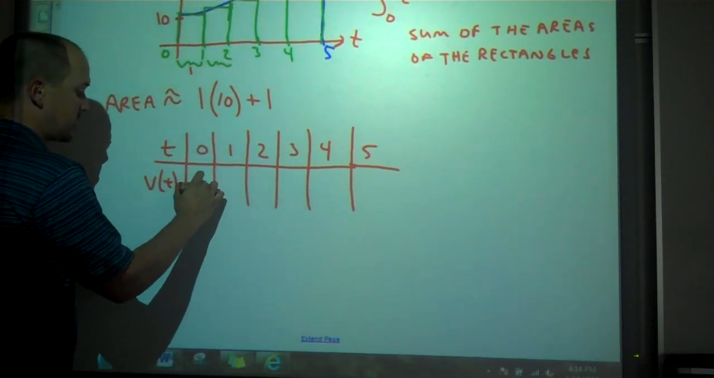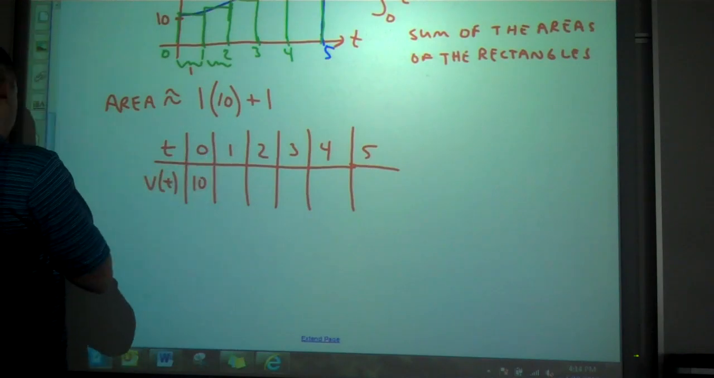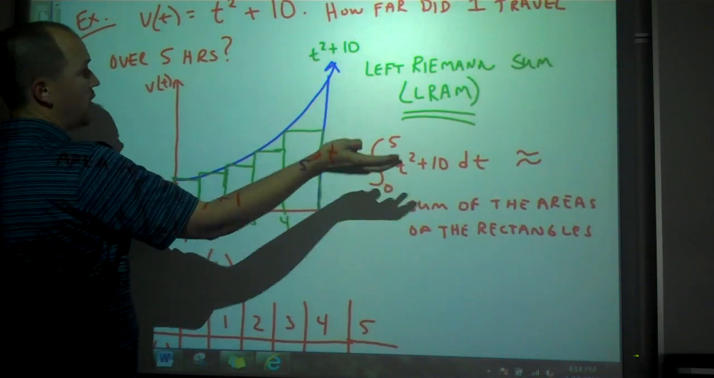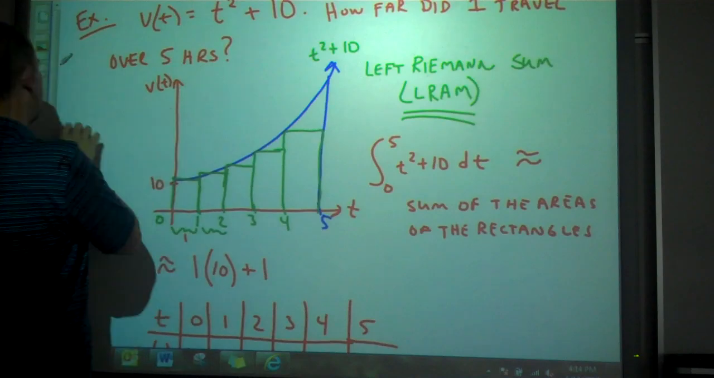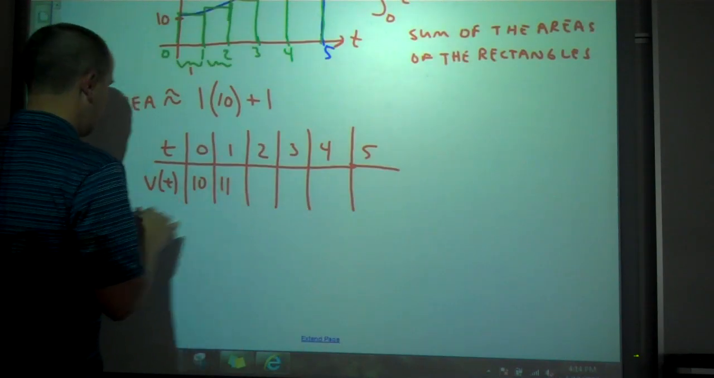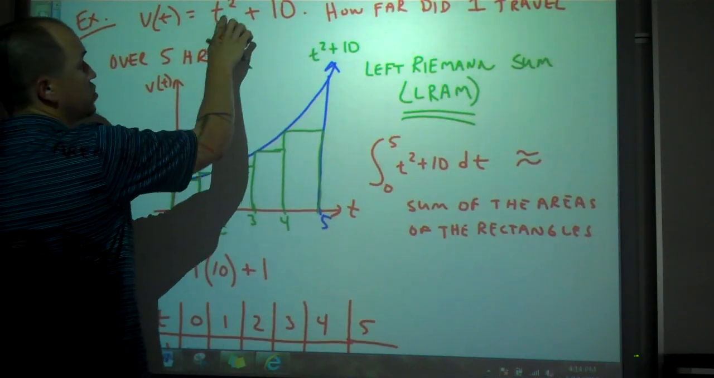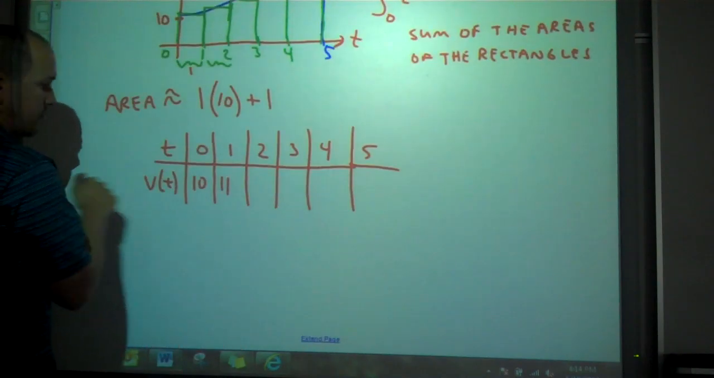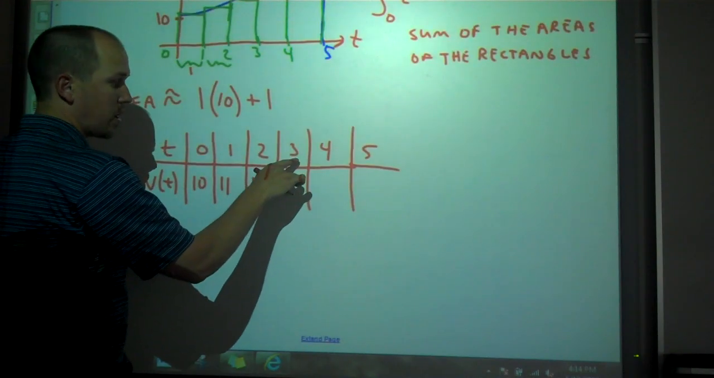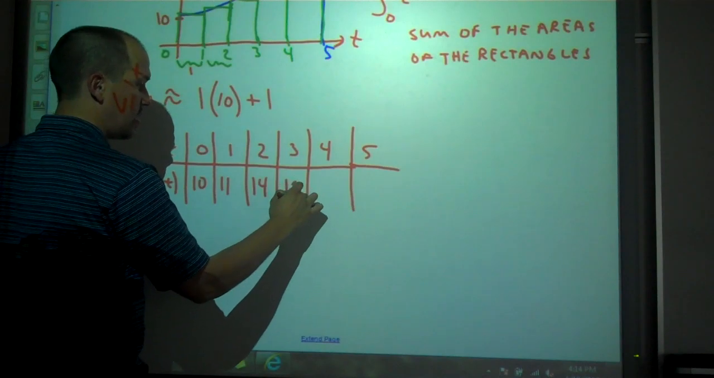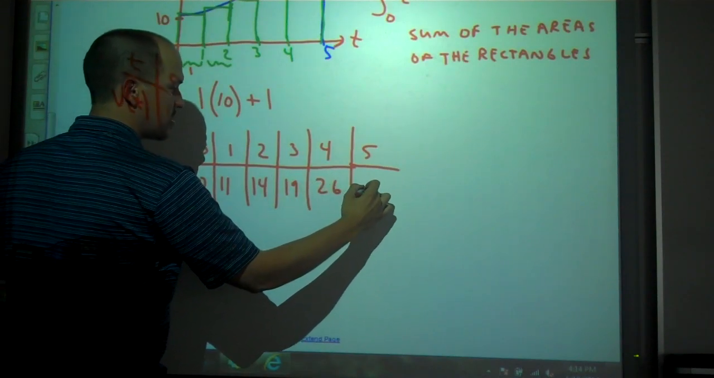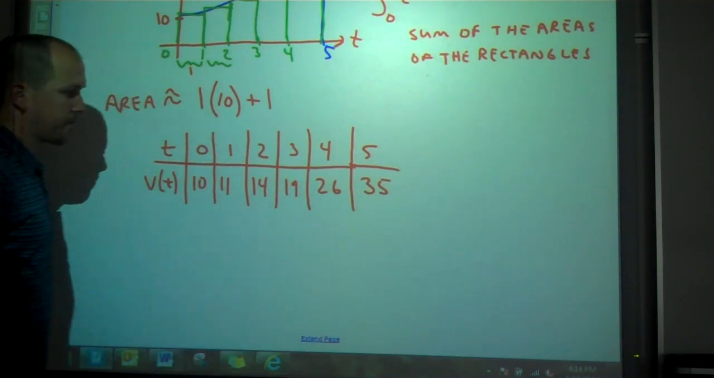So at 0, it starts at 10. At 1, 1 squared plus 10 is 11. 2 squared plus 10, that's 14. 3 squared plus 10 is 19. 4 squared is 16, and that will be 26. 5 squared is 25, and that will be 35.